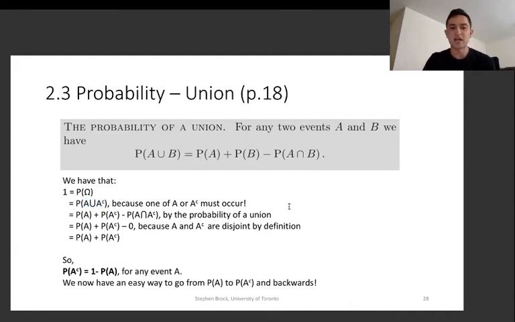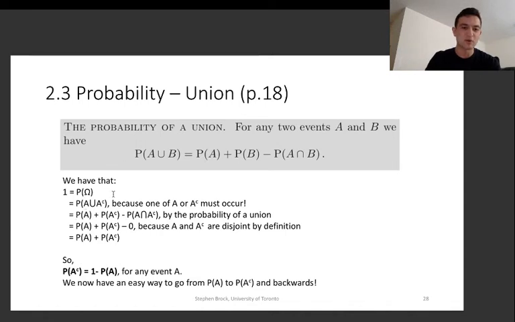But this is essentially because every outcome has to either be in A or not in A, right? Because A complement is not A. So it's either A or not A every time, right? It's either a 6 or it's not a 6. It's a 4 or not a 4, right? So we can use that result.